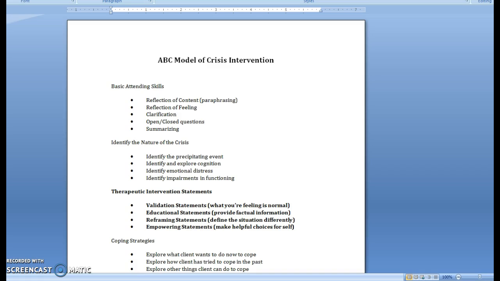Please don't be worried that I'm grading harshly. This is basically you showing me that you know what these things are, that you know what open and closed questions are, that you understand summarizing, that you know not to just look down at your paper, that you try to have good eye contact, that sort of thing.